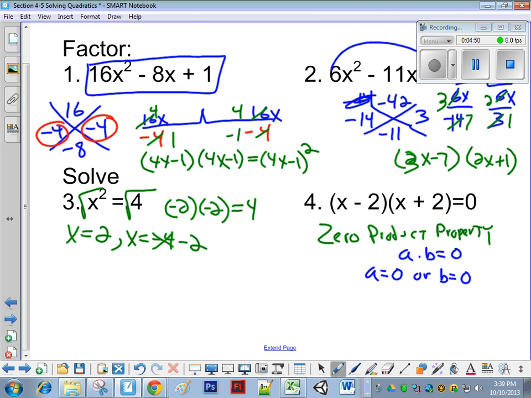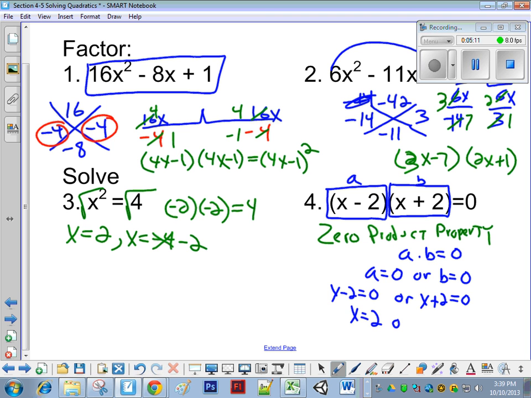So in this case, we've got two things being multiplied. X minus 2 is one group, kind of like the A. X plus 2 is another group, kind of like the B. So either we have x minus 2 equals 0 or x plus 2 equals 0. If I add 2, one answer is x is equal to positive 2, or the other answer, x equals negative 2. Interestingly enough, that's the same as what we got for this one.